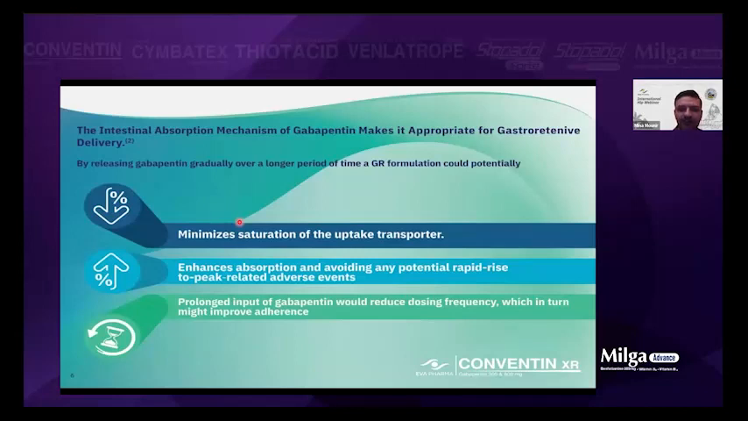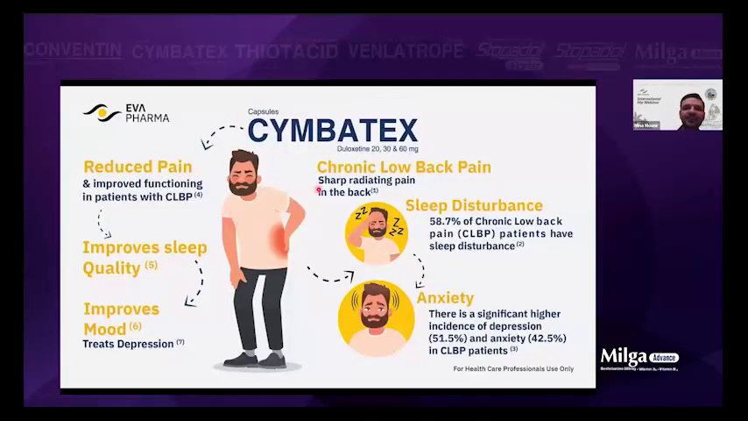Actually, this allows a better absorption, minimizes the saturation of the uptake of the gabapentin, and gives better tolerability for the patient. Our other hero is duloxetine. As I said in the beginning, we always believe that there is no one size fits all. We have Sympatex, a molecule called duloxetine, which works with another mechanism of action rather than gabapentin.